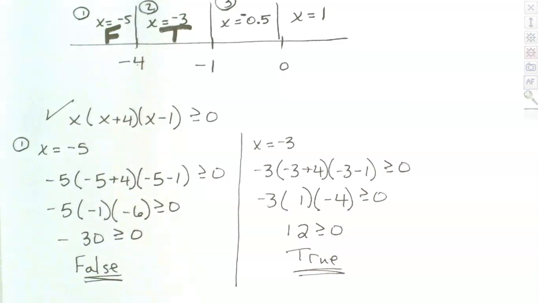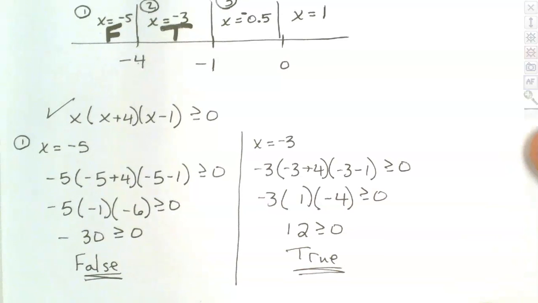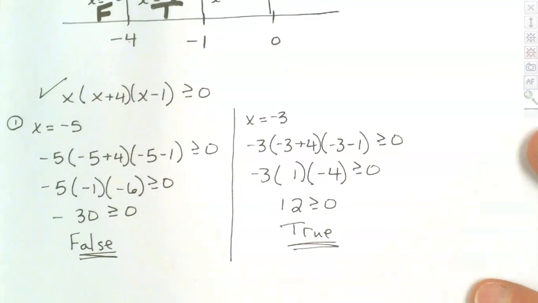90% of the time, they're going to switch back and forth between true and false. But don't just assume that it's going to do that, because there are some where it does not. It may go false, false, true, or true, true, false. You don't know. You have to check them. But the majority of the time, they're going to switch back and forth.